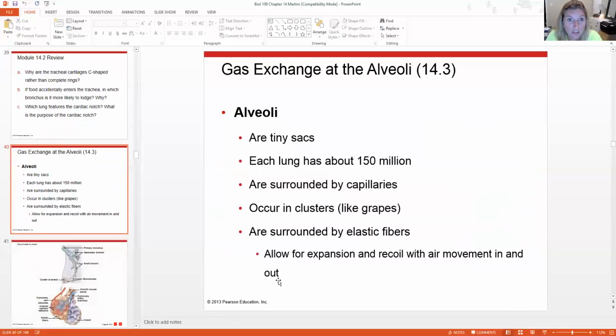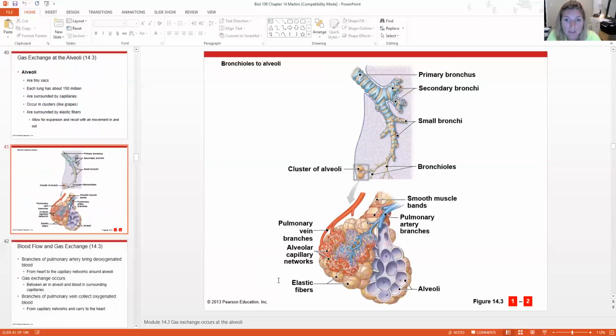Moving on to gas exchange. The alveoli are the tiny air sacs. Each lung has about 150 million of them. They're surrounded by lots and lots of capillaries, and they occur in clusters kind of like grapes. They're surrounded by elastic fibers to allow for expansion and recoil as air moves in and out. Here you see them. Again, primary bronchi is just branching, branching, branching, less and less cartilage, more and more muscle.